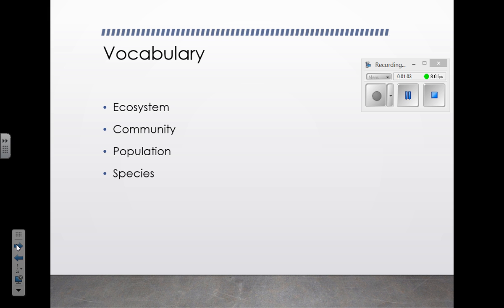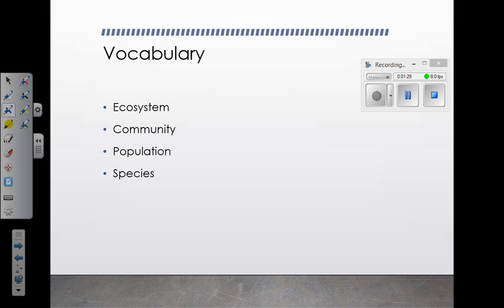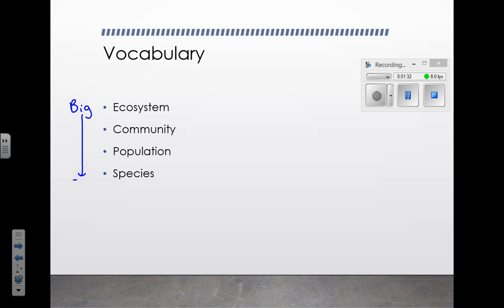So the first thing we're going to go through are these 4 words: ecosystem, community, population, and species. And I put them in this order on purpose. It's not random, it's not alphabetical. They're in order sort of from the thing that is the biggest and the most encompassing to the thing that is the most narrow, to the thing that has the least in its category. So when we're looking at this, we're going from big to small. So the 4 terms that interest us are ecosystem, community, population, and species.